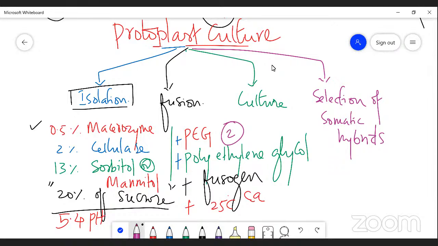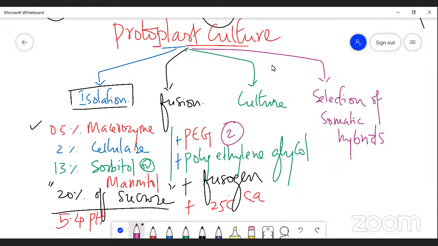Polyethylene glycol. It is a fusogenic agent. Sometimes it may be asked as a 2 mark question. What is PEG? PEG is nothing but polyethylene glycol. It is considered to be a fusogenic agent because it has the ability to fuse two different protoplasts involved in protoplasmic fusion, protoplast culture or somatic hybridization. And so hence it is known as a fusogenic agent.